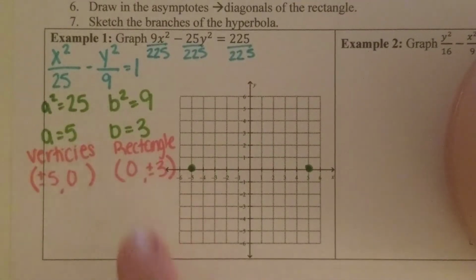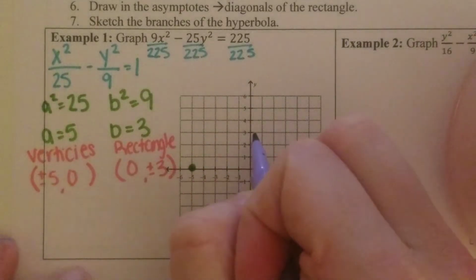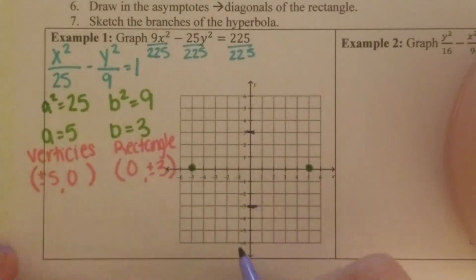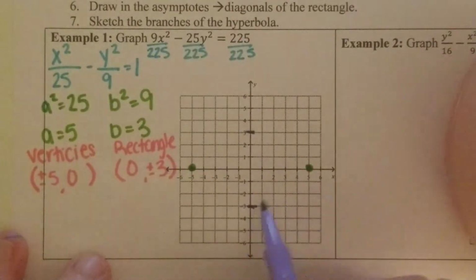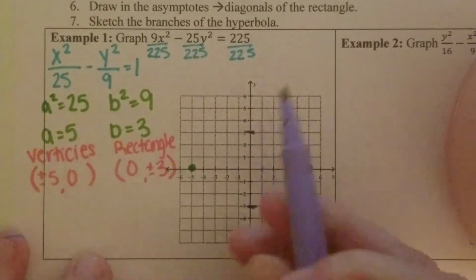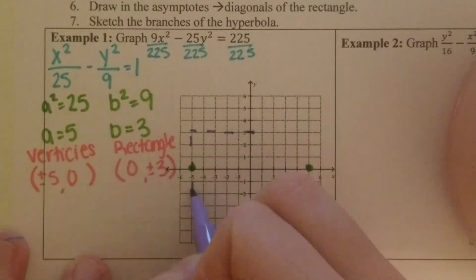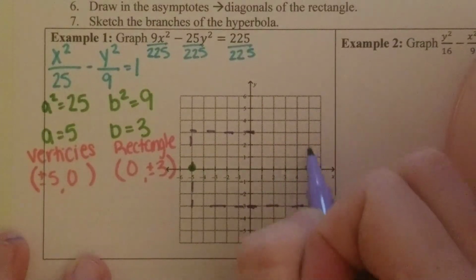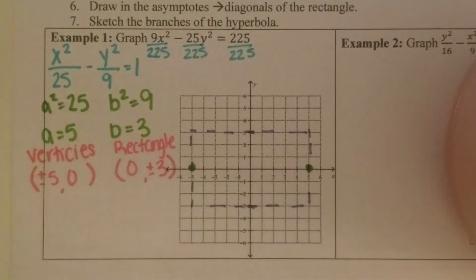Now, when I say rectangle, what I mean is we are going to create a dotted box. So we have ±3 right here. We're going to just do little dashes on where our rectangle is. We are going to create a rectangle between these 4 points right here, a little dashed rectangle connecting these 4 points that we came up with between the vertices and the rectangles.